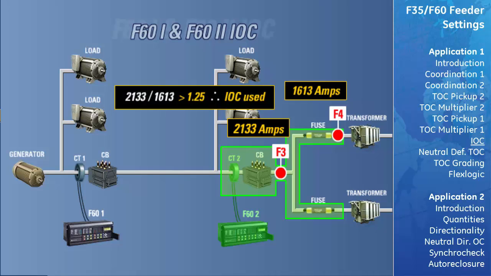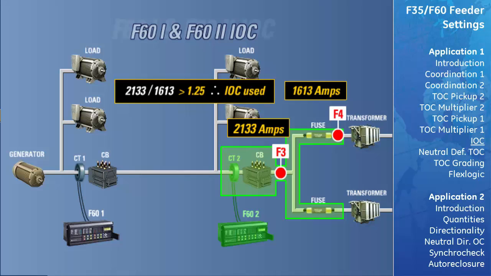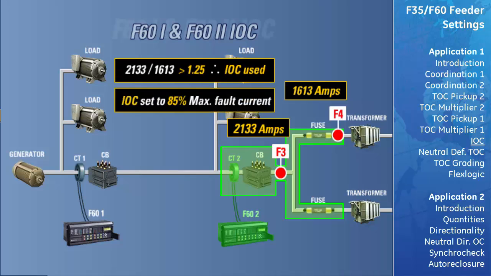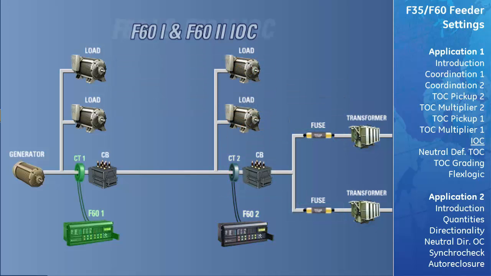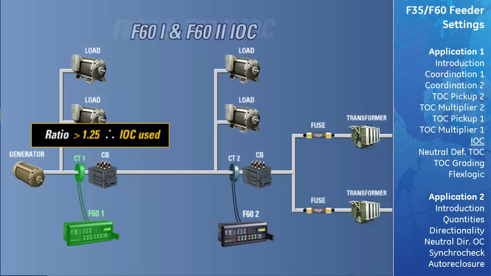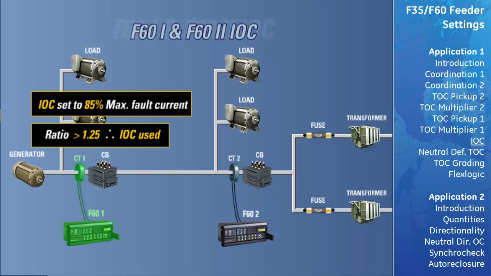The ratio of the close-in to the far-end fault is greater than 1.25, and so the instantaneous overcurrent element will be required. The phase instantaneous overcurrent will be set to operate at 85% of the maximum fault current to account for errors. As for relay F60 I, it can also be seen that the ratio is greater than 1.25, and so the phase instantaneous overcurrent function will also be required and will again be set to operate at 85% of the maximum fault current of 3,347 amps.